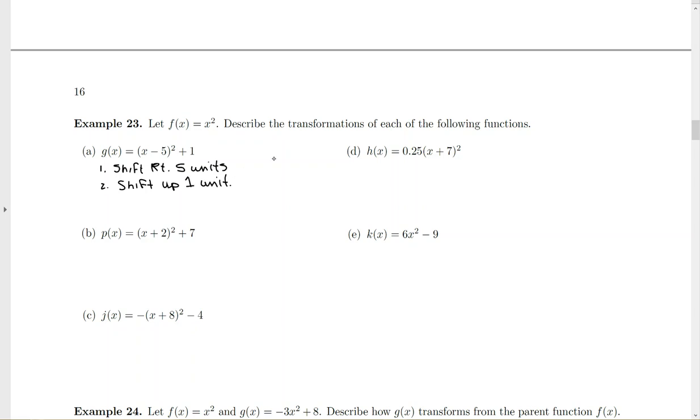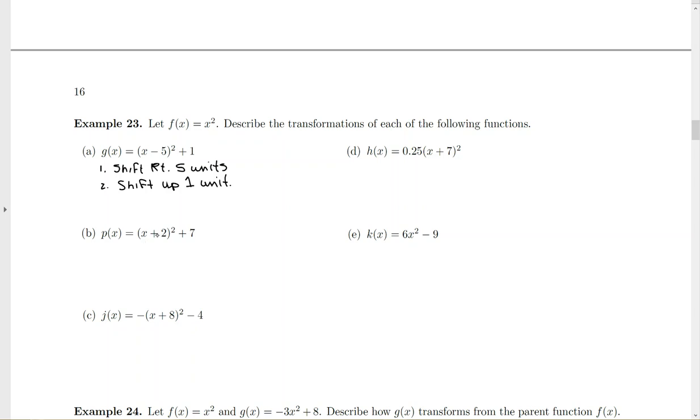I would encourage you to type in y = x squared into your graphing calculator and then type in y = (x minus 5) squared plus 1 to make sure that it really did shift right and then go up 1 unit from our original parent function.